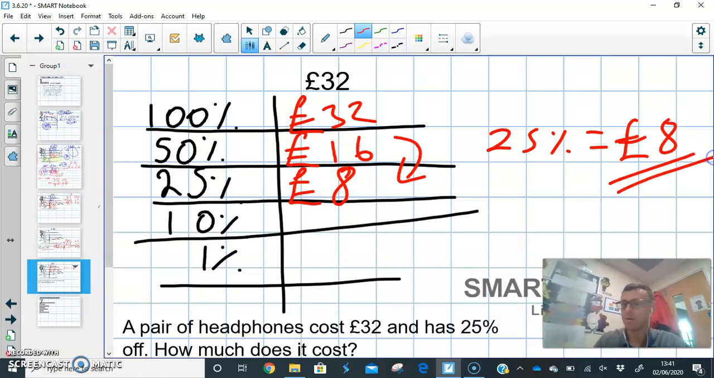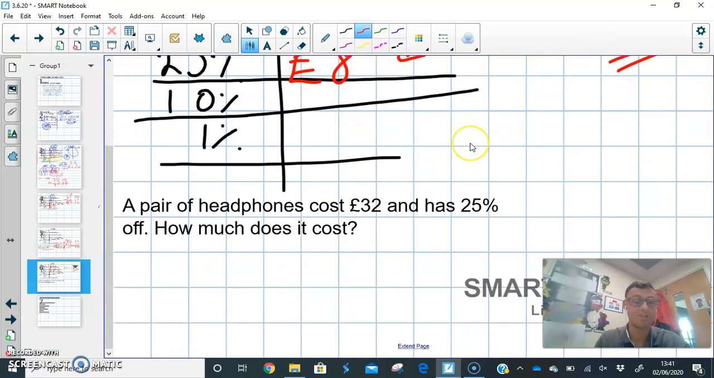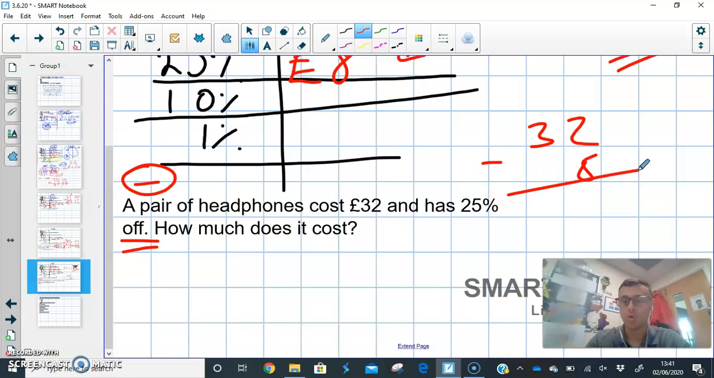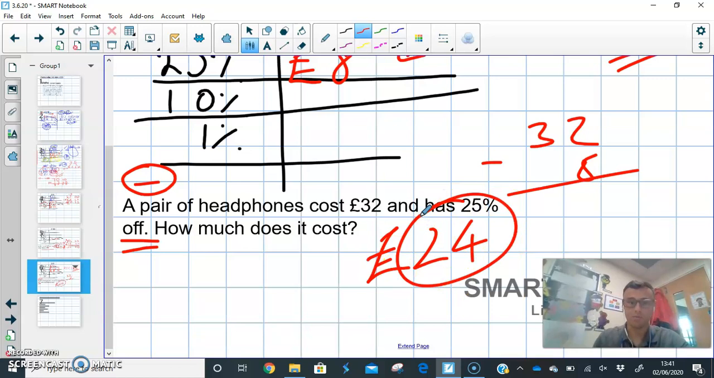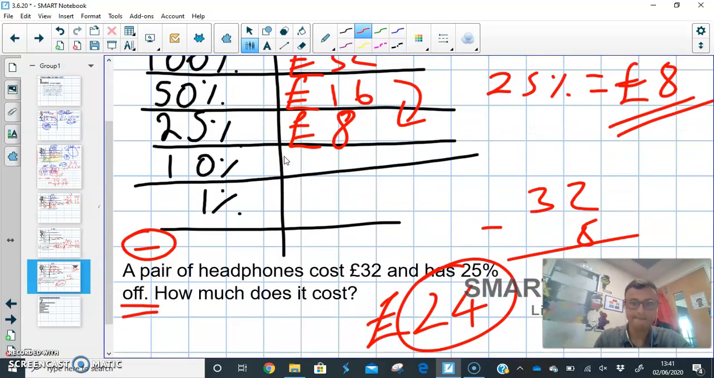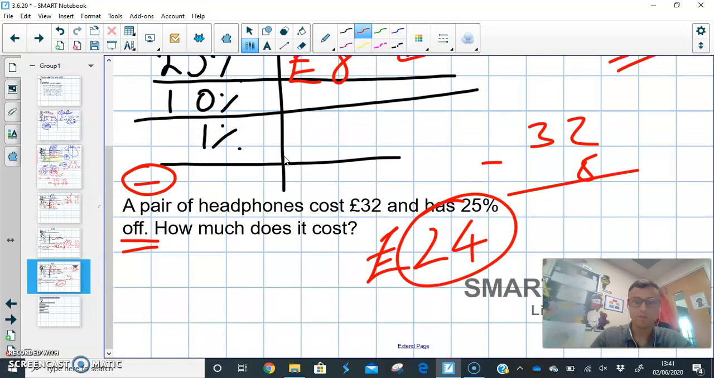So they have taken £8 off because they're very kind like that. So to find how much it costs, remember off suggests subtraction. So I would do £32, take away my £8, which would leave me with £24. Okay. So that would be my final answer.